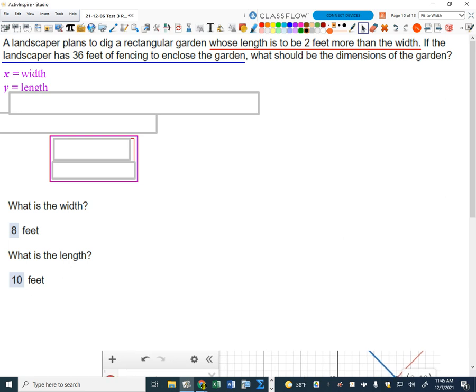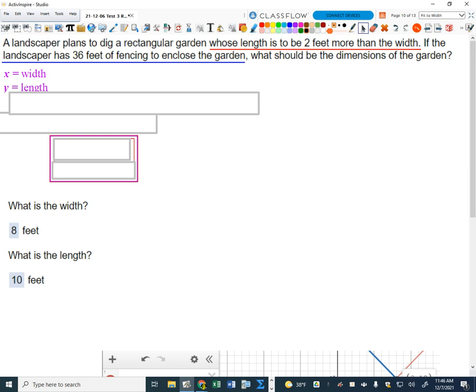Okay, how about this one? A landscaper plans to dig a rectangular garden whose length is to be 2 feet more than the width. If the landscaper has 36 feet of fencing to enclose the garden, what should the dimensions of the garden be? Well, they're asking for dimensions, so our variables would just be width and length then, right? Dimensions of the rectangle would be width and length. We'll call x the width and y the length, how about?